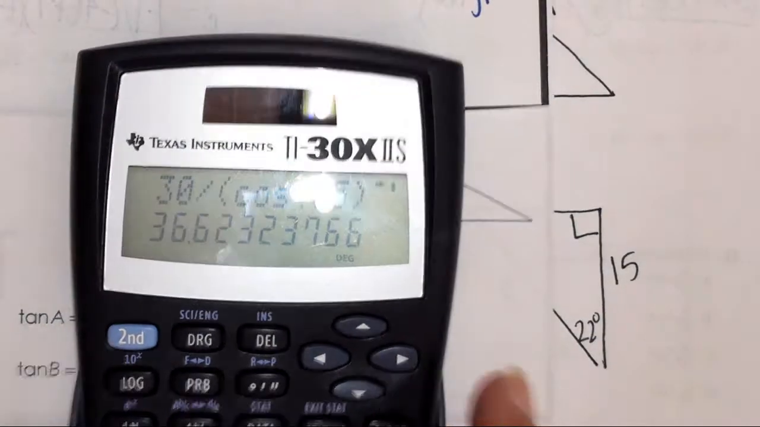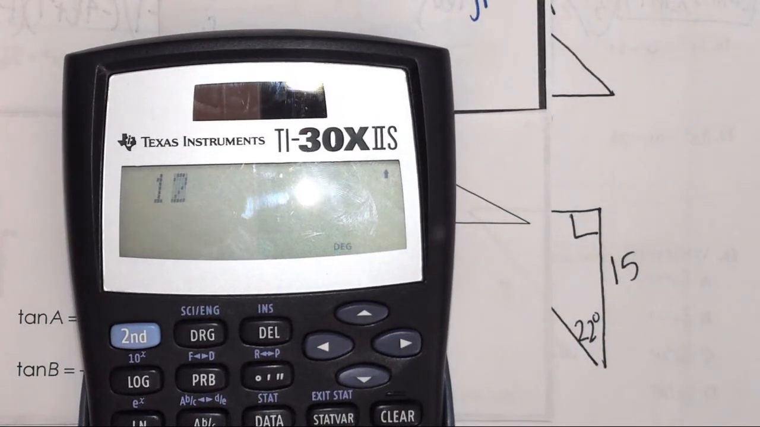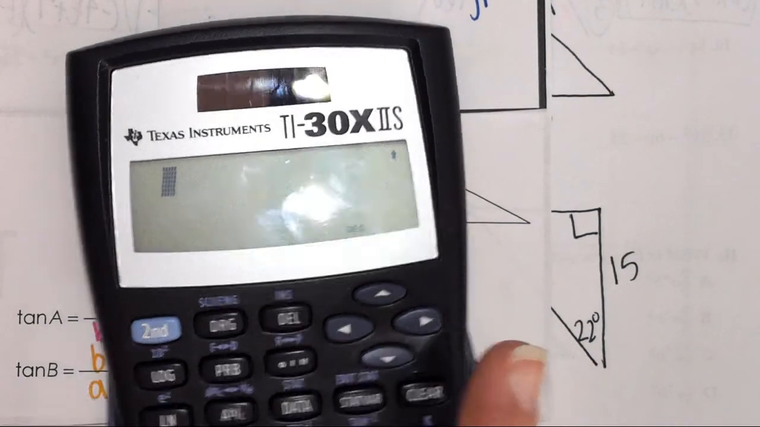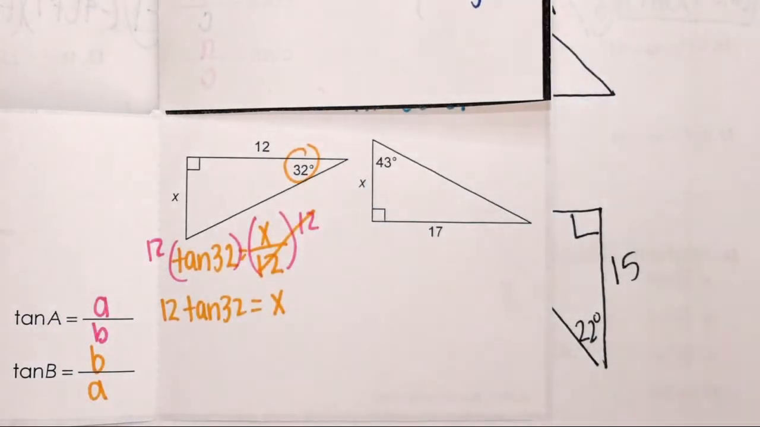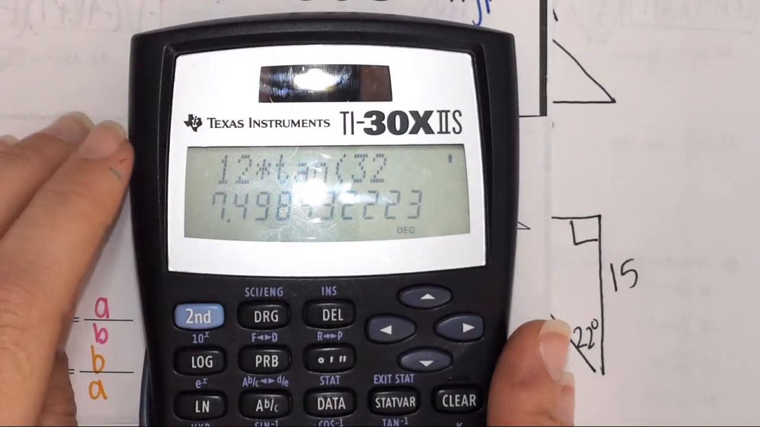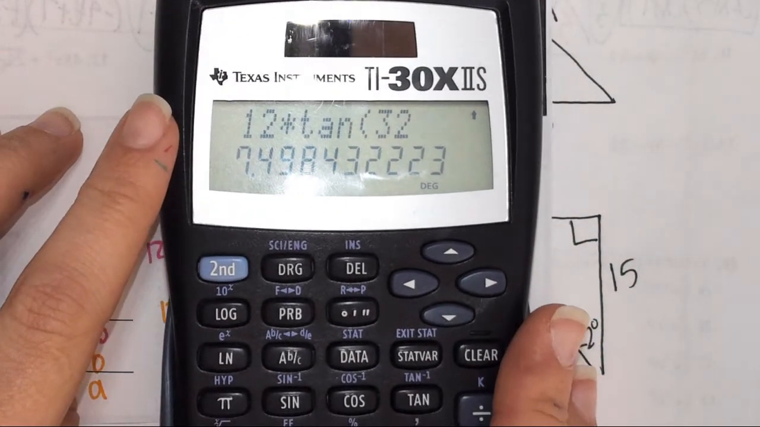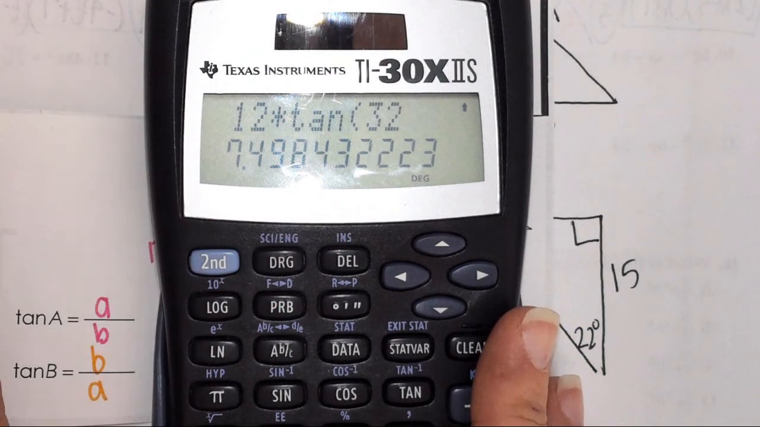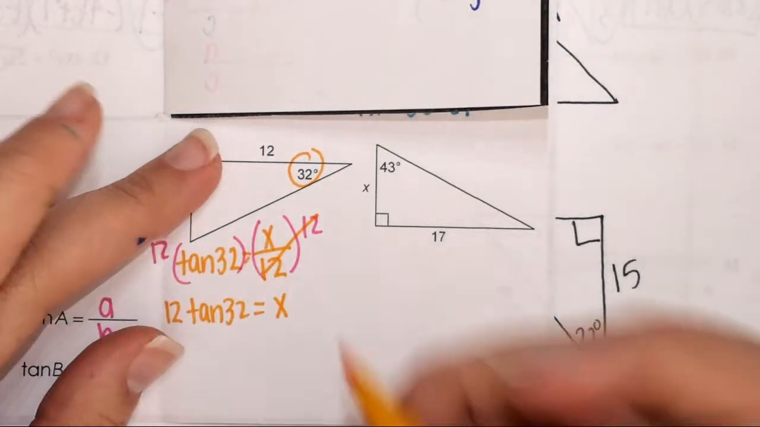I'm going to plug this into my calculator. 12 tan 32. Ooh, I did something wrong. Okay, so you have to put the times. I got crazy on it. I don't know what happened. So you do 12 times the tangent of 32, 7.49, so that's 7.5.